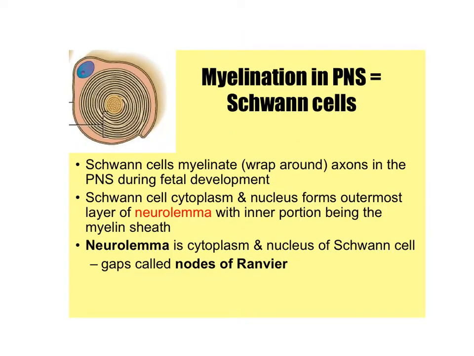Myelination in the peripheral nervous system, remember that's done by Schwann cells. Remember these guys can only work on one axon, one neuron. The Schwann cells cannot myelinate several axons like the oligodendrocytes.